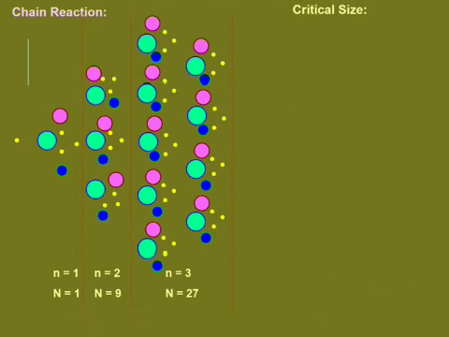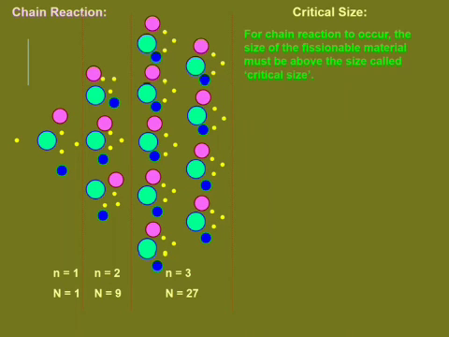If the size of the material is less than the critical size, then the neutrons are lost. If the size is equal to the critical size, then the neutrons produced equal the number of neutrons lost. If it is greater, then the vice versa case occurs.